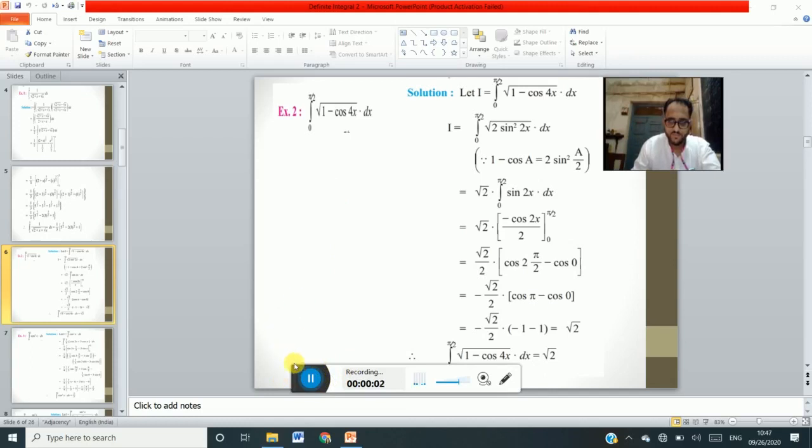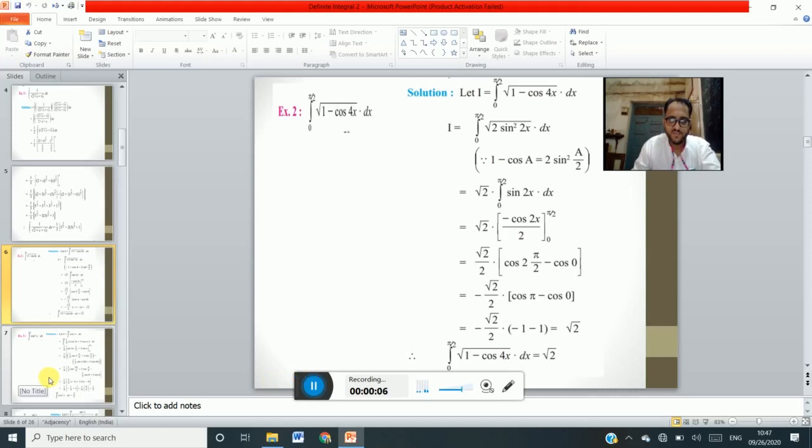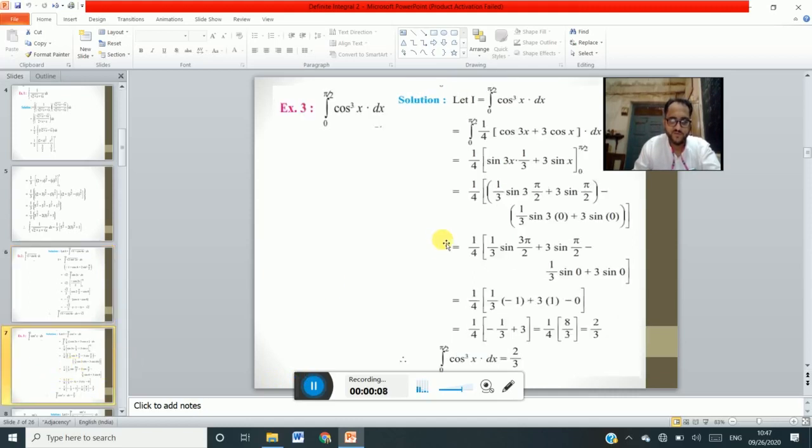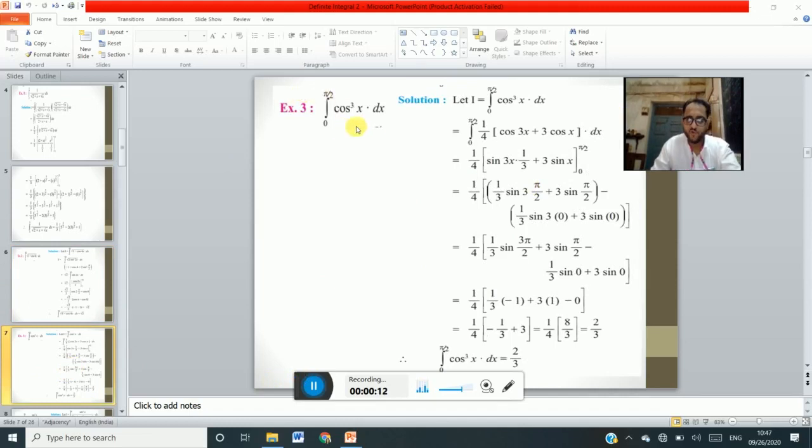Okay, so this should be the answer. Now see the next example, example number 3: integration from 0 to pi by 2 of cos cube x dx. We already solved the integration for cos cube x, right? We have to find the value of cos cube x from the result of cos 3 theta, and then we have to proceed.